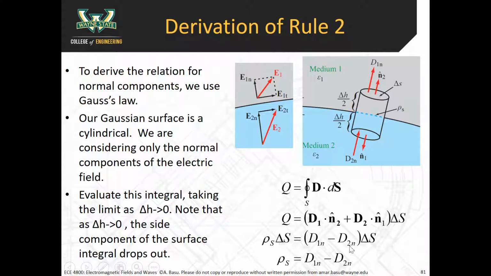All right, so this becomes rho s times delta s. Rho s is the surface charge density times the area of this circle here, which is equal to D1 minus D2 times the area of the circle here. This Q, we basically said the total charge Q is equal to the surface charge density times the area. You can take out the delta s on both sides, and you're left with rho sub s equal to D1n minus D2n.